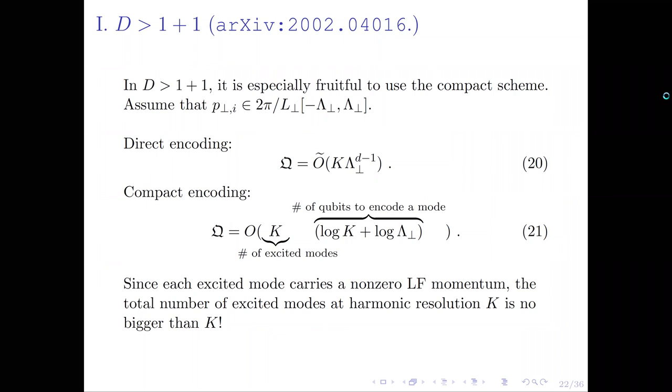Now, what if we use compact encoding? Here we benefit again from using the light front formulation, because a unique and, I would say, highly non-trivial feature of the light front formulation is that all the modes, even the massless modes such as gluons or photons, necessarily carry a non-zero light cone momentum. So if you work at harmonic resolution k, then every mode in your state carries light cone momentum of at least one, which automatically implies that you have at most k excited modes, no matter what your transverse cutoffs are. And the transverse cutoffs only enter logarithmically into your equation, because in the compact encoding scheme, we are storing the momenta in binary form. And so equation 21 is a huge improvement over 20.